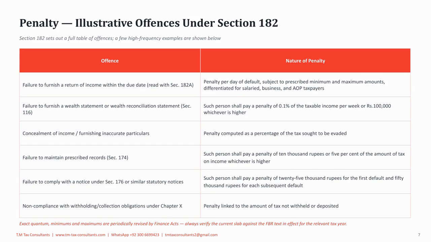Examples include failure to furnish income returns, wealth statements, or required records. The penalty amount depends on the specific nature of the default and the type of taxpayer, and these amounts are periodically revised by finance acts.